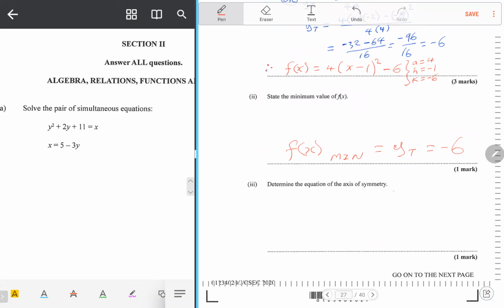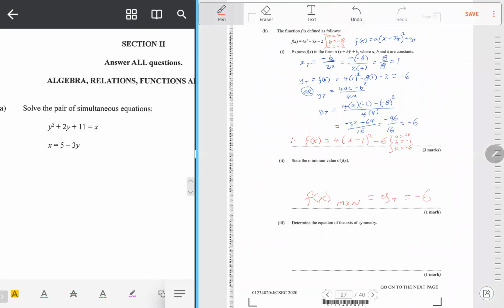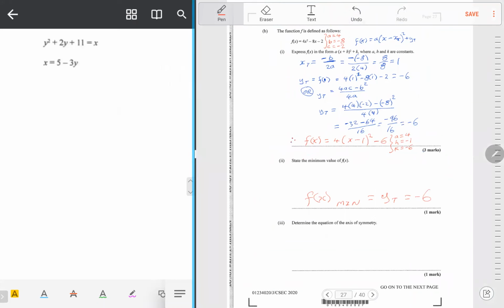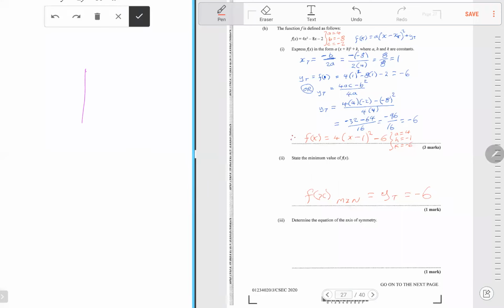Remember the curve. If you like to sketch this curve, you can sketch it over here. Let's hide this and sketch a curve. They didn't ask us to sketch it, but let's sketch this curve and show the axis of symmetry. Let's put in a y-axis and an x-axis.